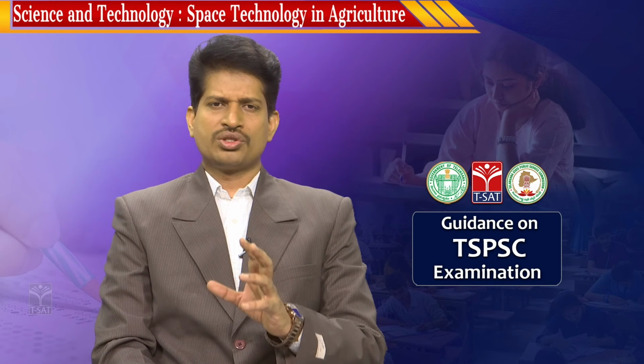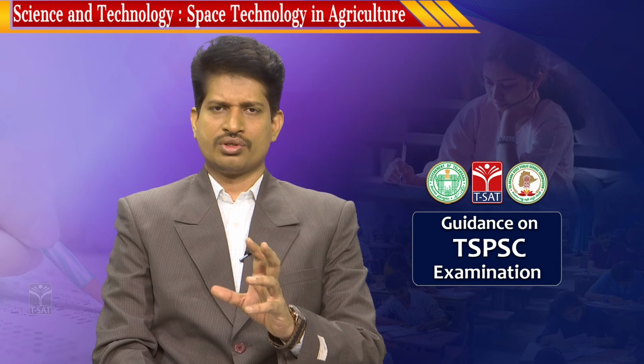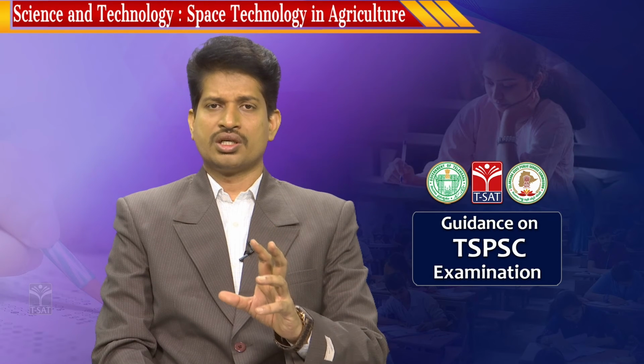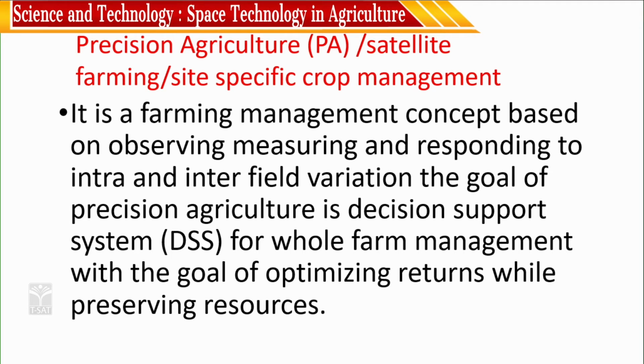So precision farming is a decision support system to the farmer. The decision is regarding what is exactly required to the farm. It is also known as satellite farming because this is being done with the help of satellite communication. This is known as site-specific crop management because every plot being cultivated has different conditions.